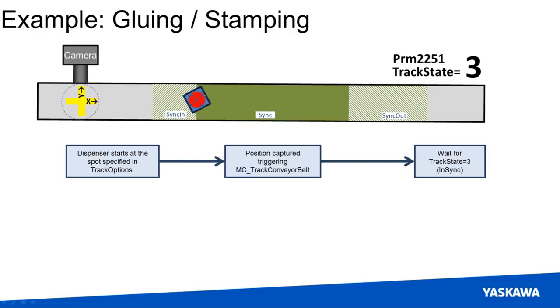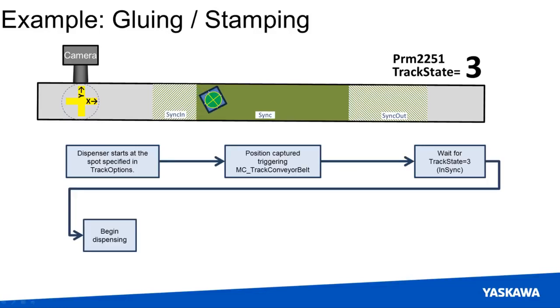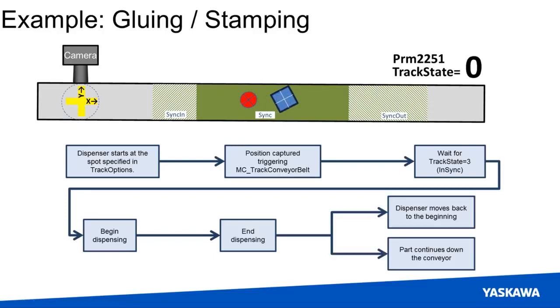Now separately, I have some sort of function block that's looking for that, and as soon as it sees that the track state is in sync, then it will begin dispensing the glue. So it goes green when the glue has begun to dispense. That process takes however long that process takes, so maybe halfway through that synchronization zone, the dispensing is over. And at this point, I can break my tracking relationship by sending my tool back to the beginning while the part continues to move down the conveyor belt.